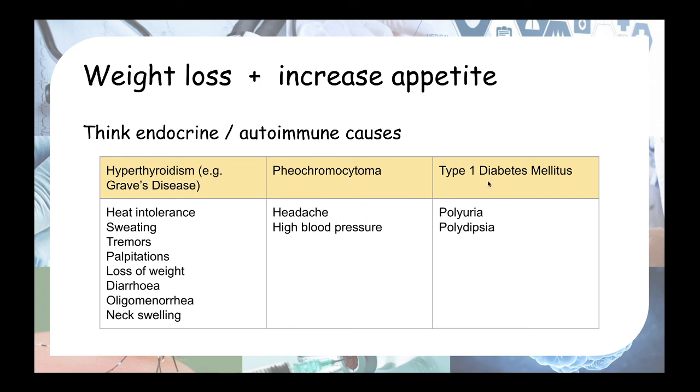And the third differential of weight loss plus increased appetite is type 1 diabetes mellitus. And how do you differentiate this from the other two? You need to ask about polyuria and polydipsia in your history.